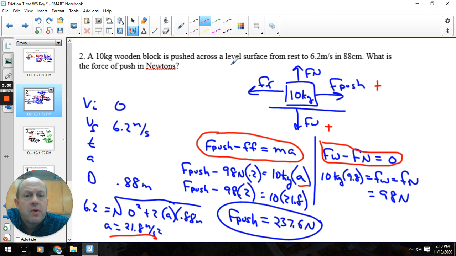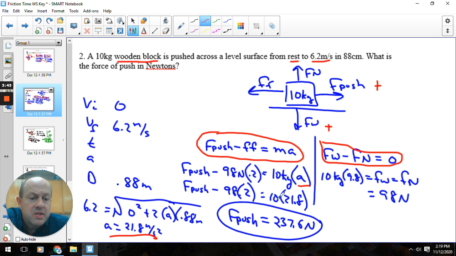Well, in this case, we're going from rest to 6.2, so we're getting faster, so we would have acceleration. So Newton's second law says that would be MA. So force weight would equal normal. We know weight is mass times gravity, so 10 kilograms times 9.8 gives us the weight, which would also be the normal of 98. Over here, we got our push minus our friction, and that's normal times mu. The mu comes from our chart we had to look up. Wood block is being pushed across the level surface, so wood on wood, so it would be 0.2 on that.